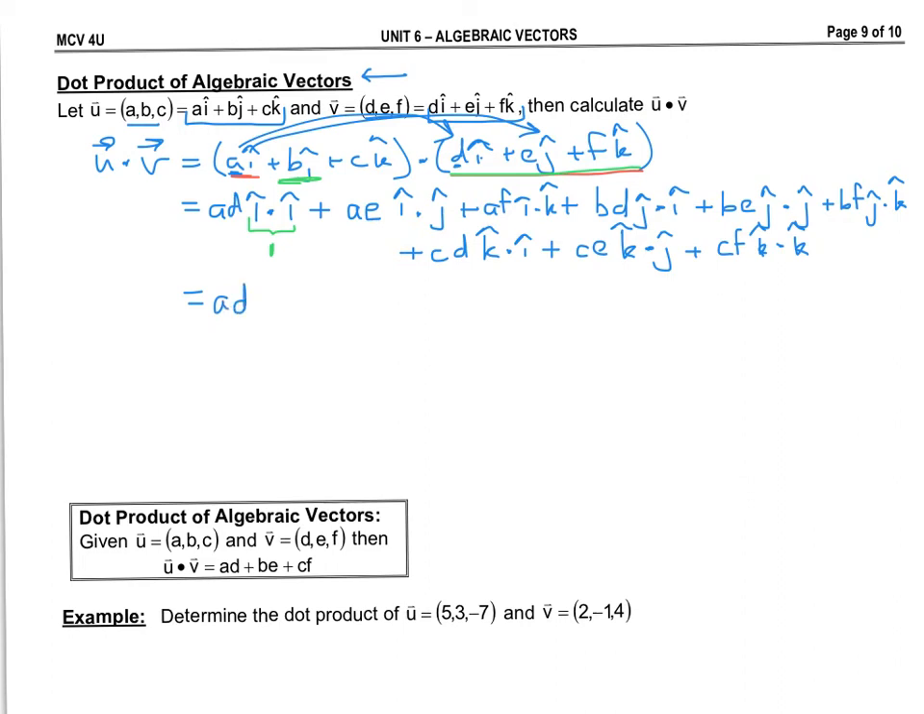And then we have i hat dotted with j hat. Well, those are perpendicular to each other, so that's a 0. So that disappears. Likewise, this is 0, that disappears. These dotted together would be 0, that disappears. And now I get a 1 again. j hat dotted with j hat is a 1. So now I have a plus BE here happening, BE.